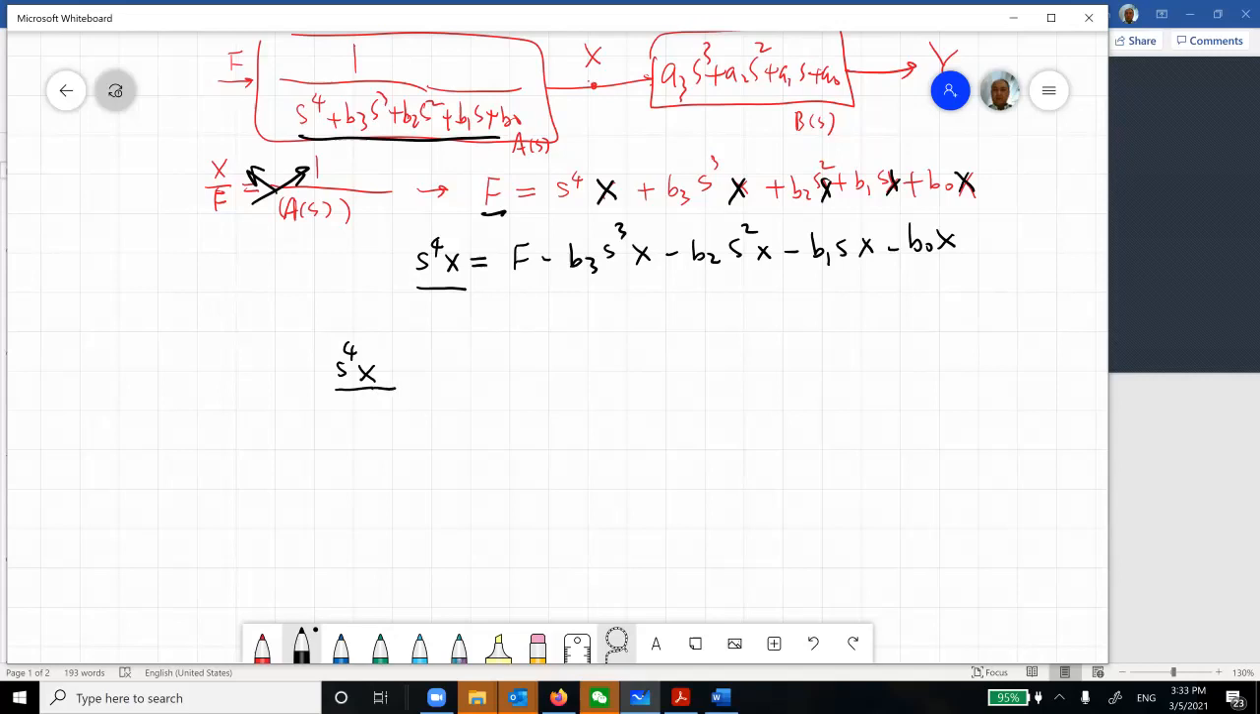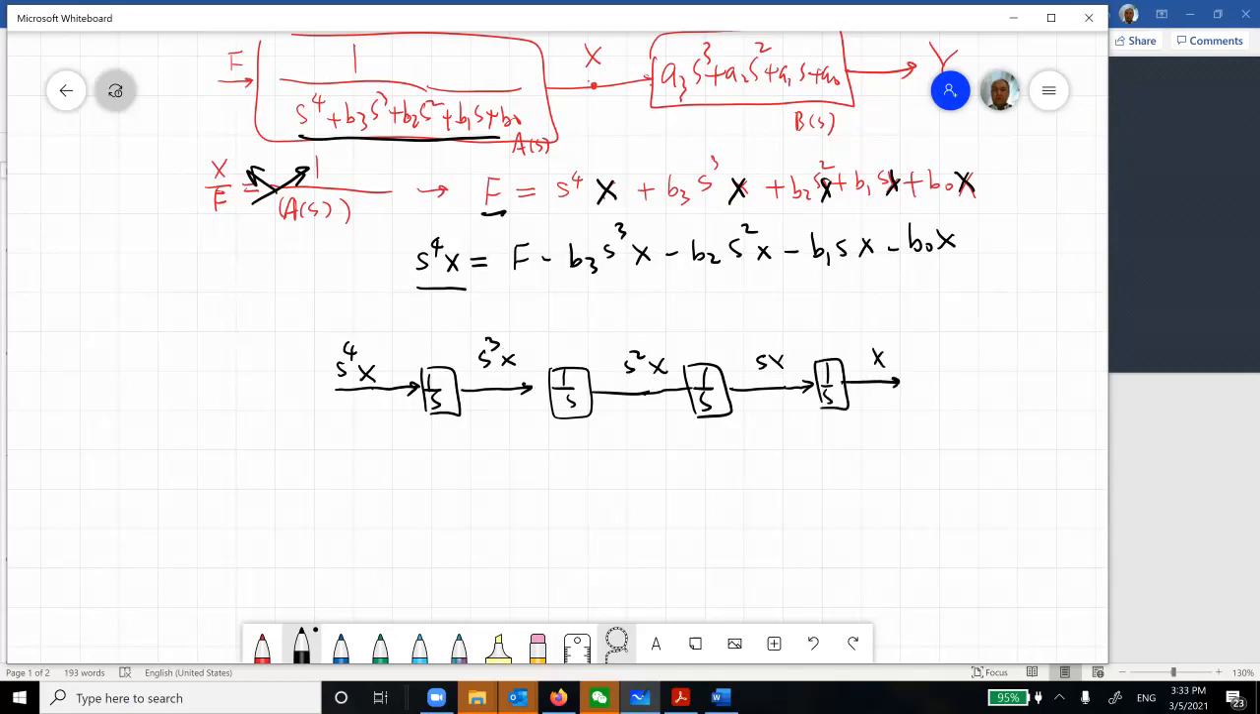If I make this signal to integrate it, what I'm going to get, okay? So if I integrate again, I'm going to do s squared x. If I do an integration one more time, I'm going to have sx. If I do integration one more time, I'm going to have x. So these are the signals.